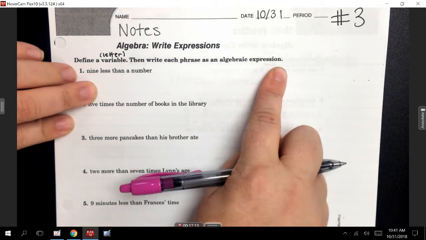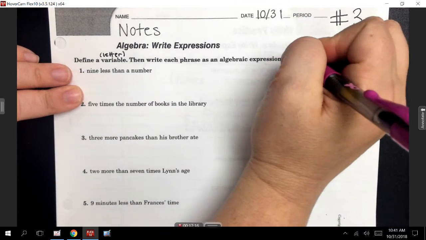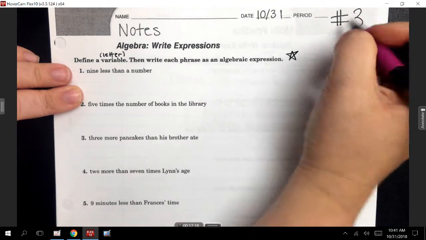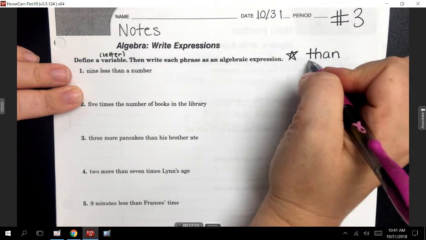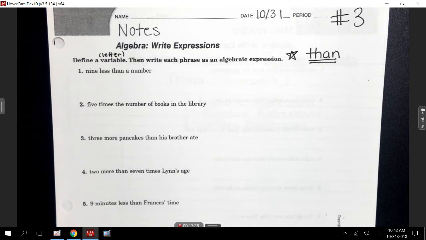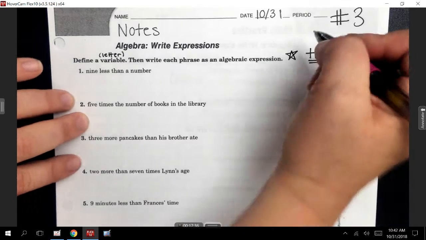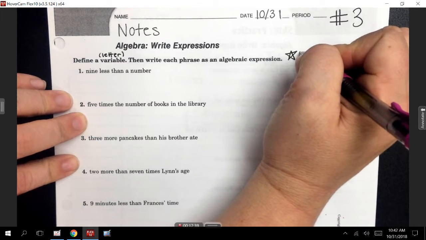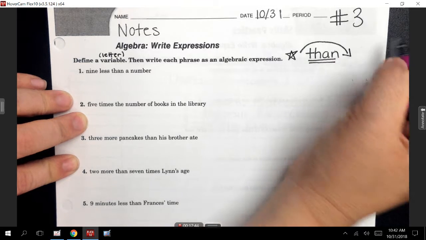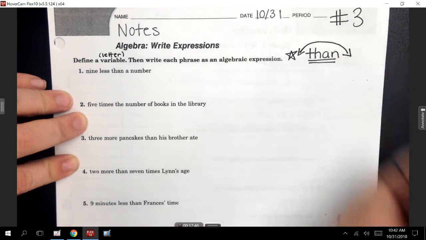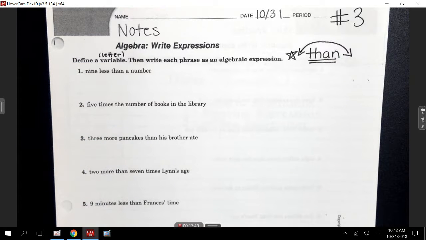When we're writing these expressions, there are some key words that you need to look out for. One of them is the word than. You'll see than when it says like more than, less than, fewer than. Whenever you see the word than, what that means is whatever it's talking about in the front actually needs to move to the back, and everything in the back would move to the front. So I'm just going to put a little arrow rainbow switching places.